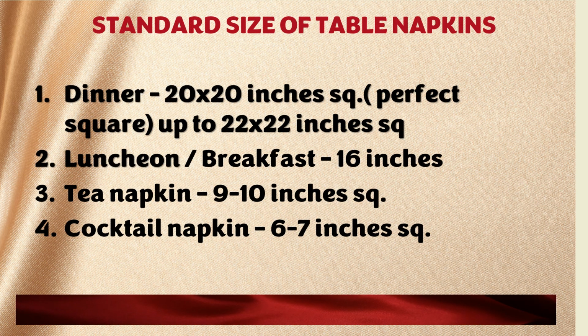Standard size of table napkins. Dinner napkins are 20 by 20 inches square, a perfect square, up to 22 by 22 inches square. Luncheon or breakfast napkins are 16 inches square. Tea napkins are 9 to 10 inches square. Cocktail napkins are 6 to 7 inches square.